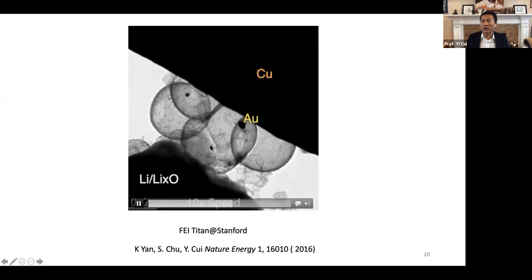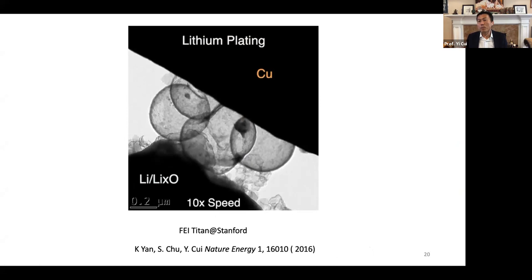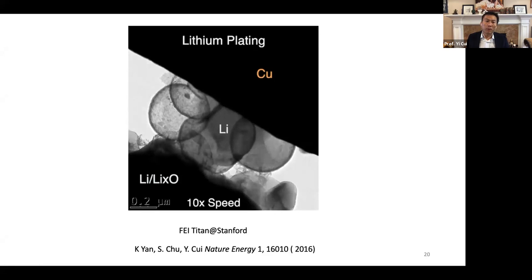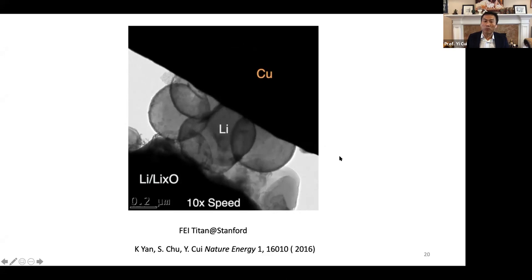But you can already see now under the TEM electron beam, lithium metal is no longer solid. It's more like liquid. So this huge amount of energy is dumped onto metallic lithium. Let me remind you, lithium's melting point is about 180 degrees Celsius. So it's not a stable material.